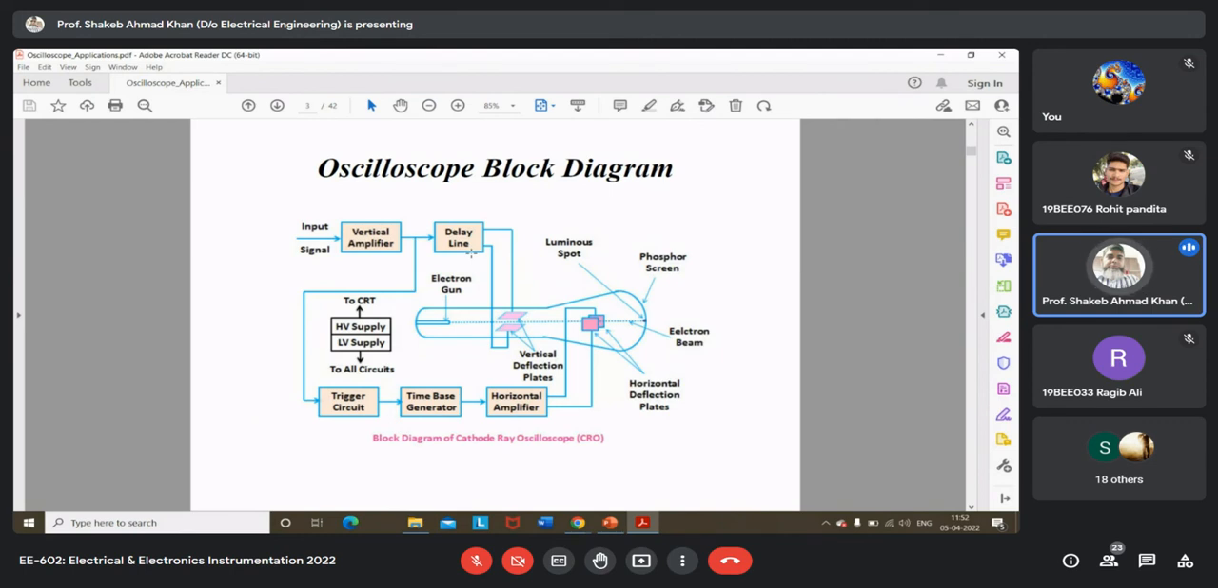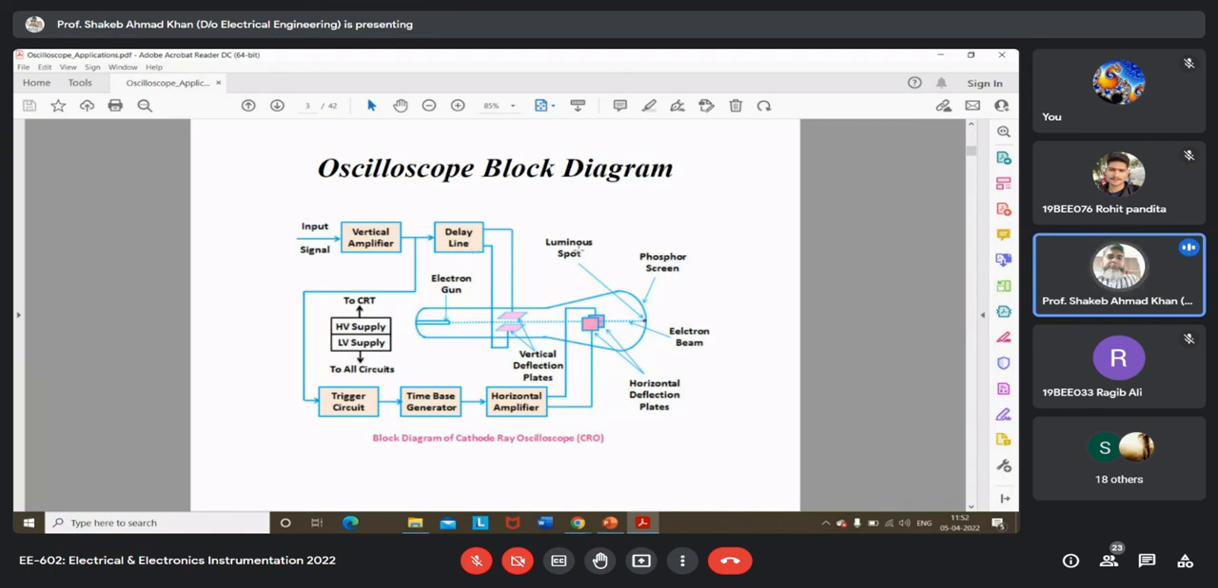Now I tried to find a very simple oscilloscope block diagram. Although an oscilloscope has much more hardware than what I'm showing here, these are the essential parts, the components required in an oscilloscope. If you understand the working of the oscilloscope, we can understand it with these components.